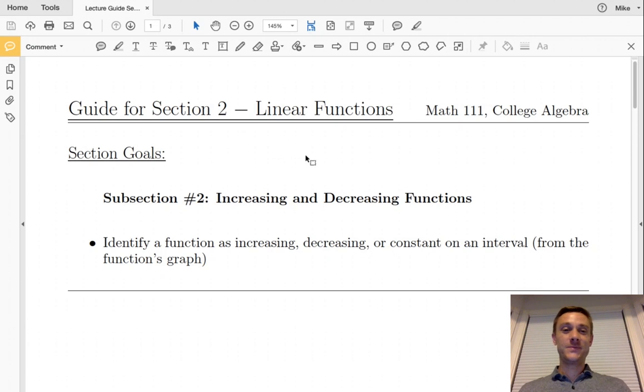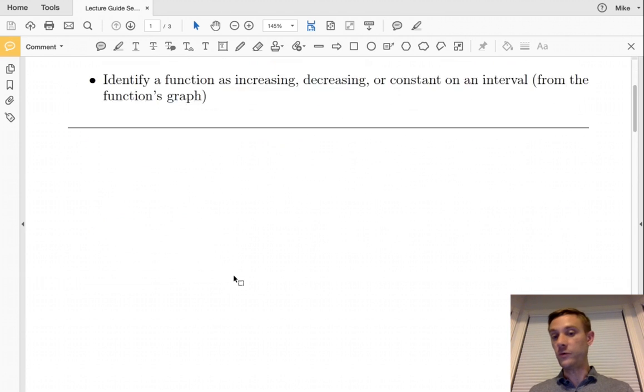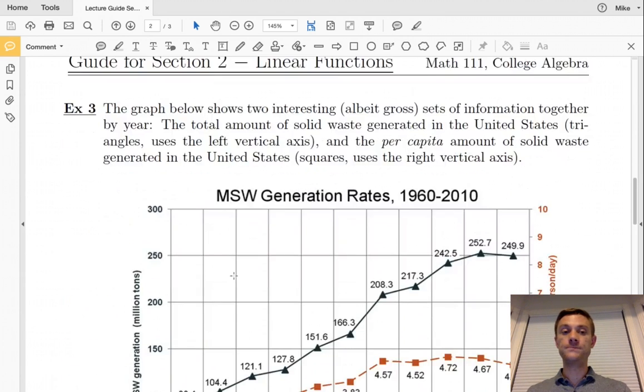Hey everybody. We are continuing our discussion of section 2. So we're on to subsection 2, increasing and decreasing functions, or intervals on which functions are increasing or decreasing. Our one learning objective, which is not essential, but that's fine, who am I to judge, is still good: to identify a function as increasing, decreasing, or constant on an interval. With the little caveat that we'll try to do this from a graph, it turns out it's a little bit harder to do it by definition from a formula, but whatever, we'll manage.